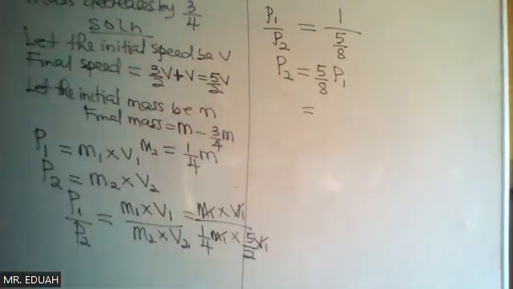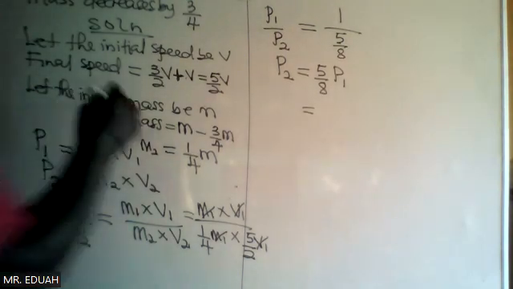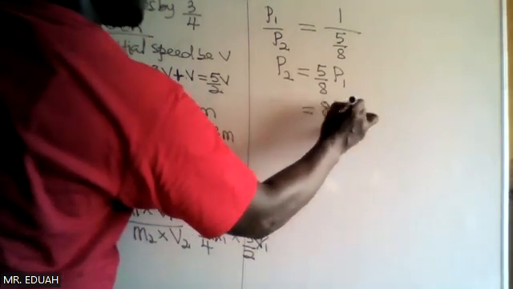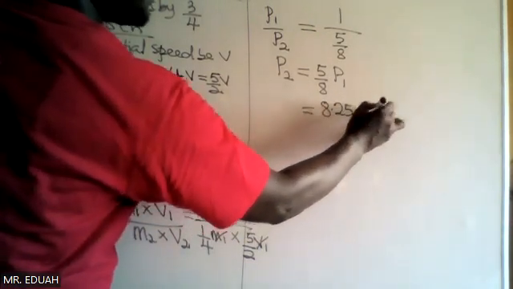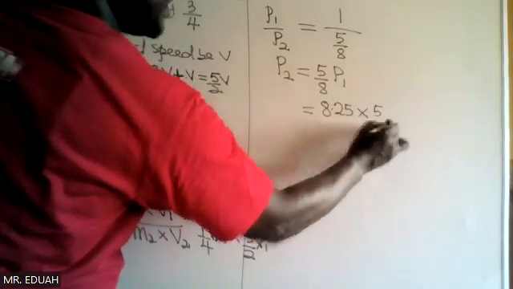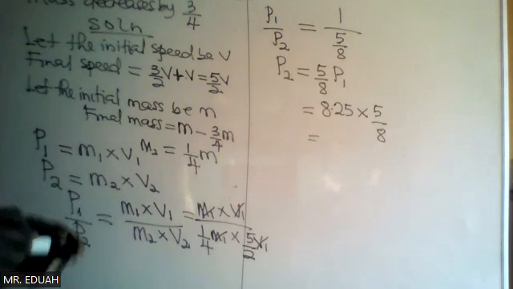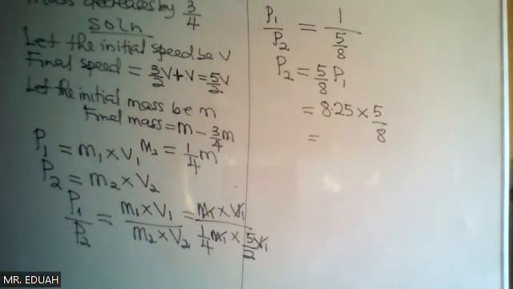The question gave us the initial momentum, 8.25. So 8.25 times 5 on 8. Please multiply and then give me the final value. 8.25 times 5 on 8.